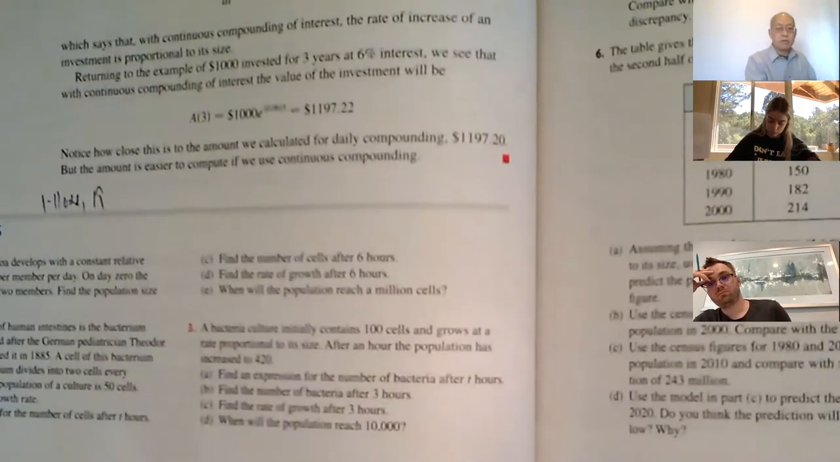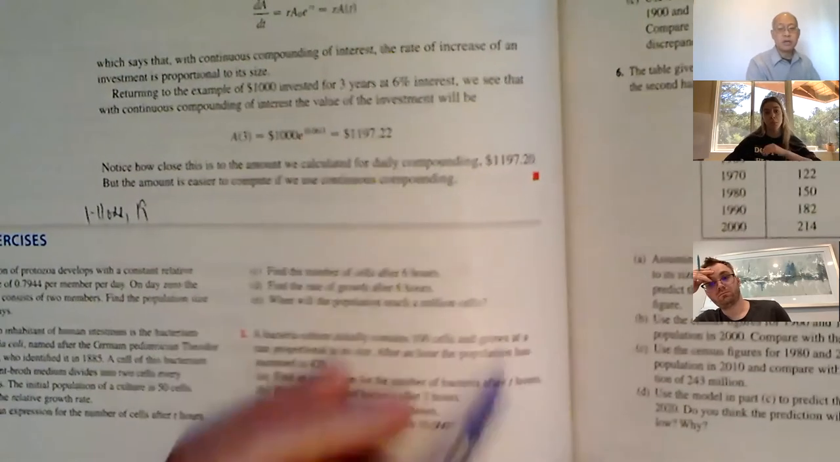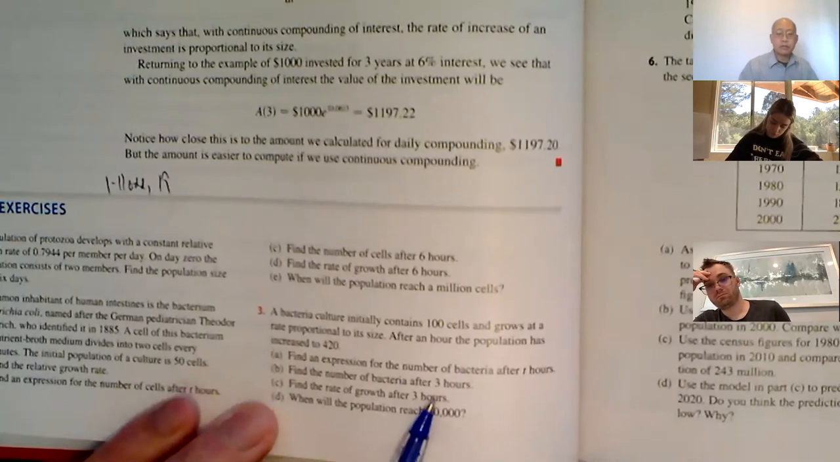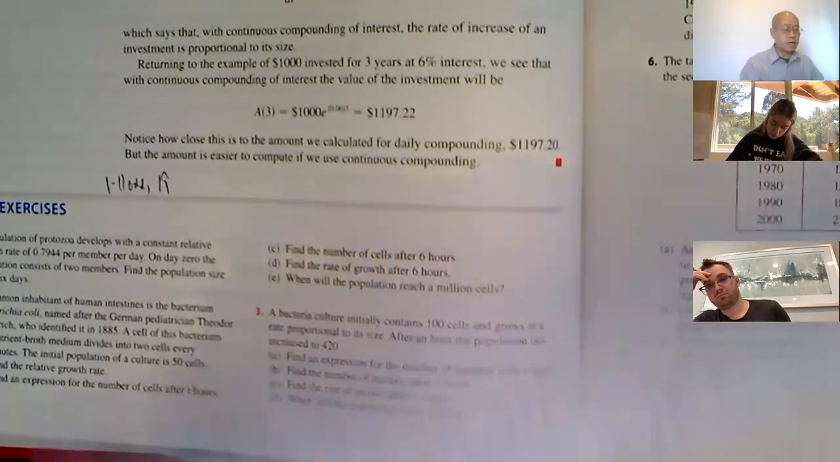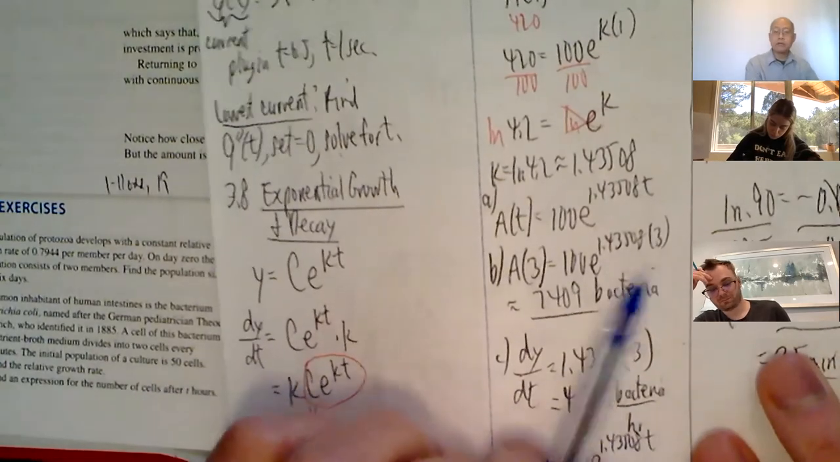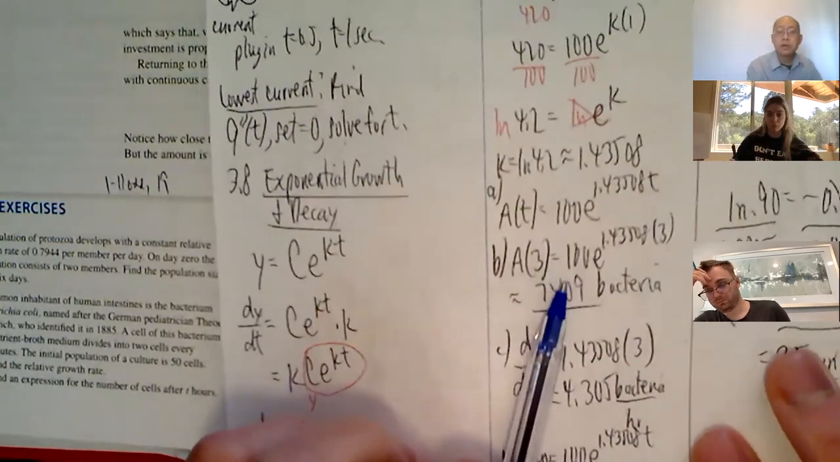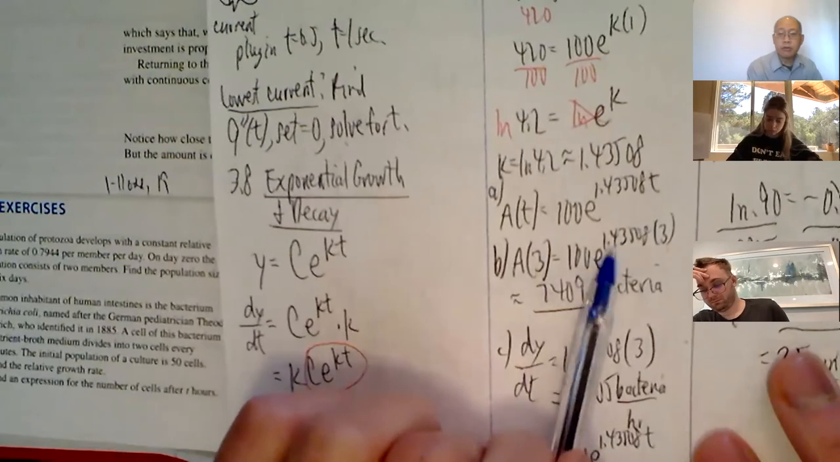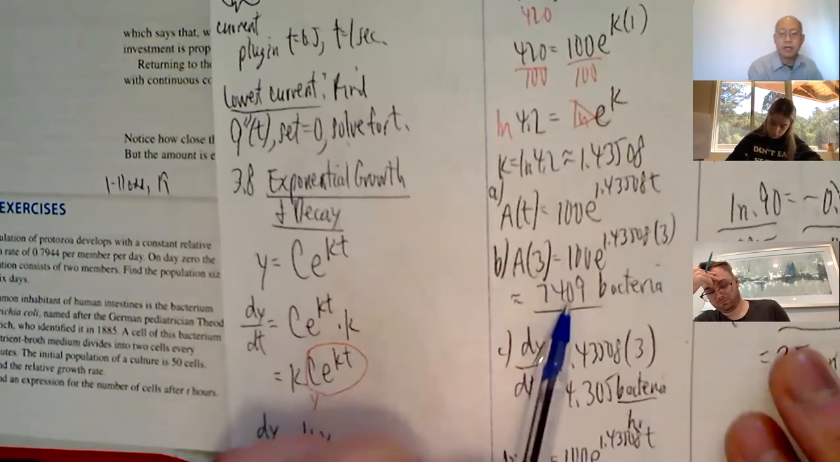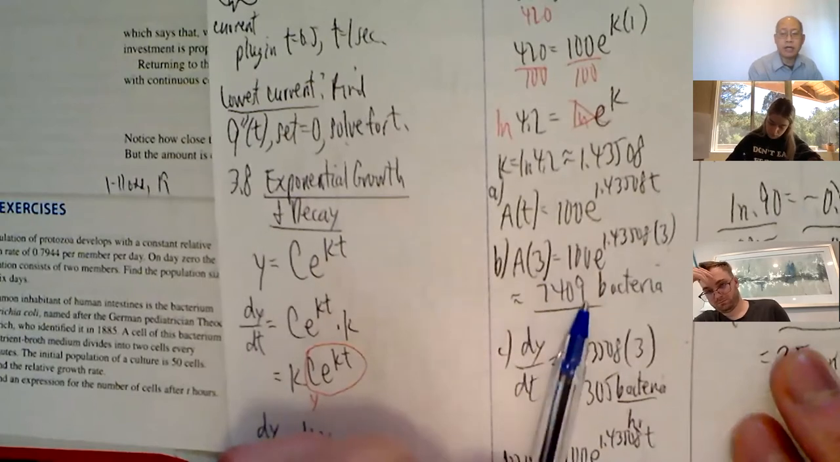So now, answering other questions. Find the number of bacteria after 3 hours. I plug in 3 for the time. That's all there is to it. So 3 goes here. 100 e to the 1.43508 times 3 comes out to be 7409 bacteria.